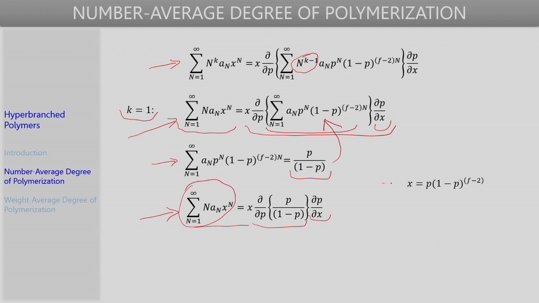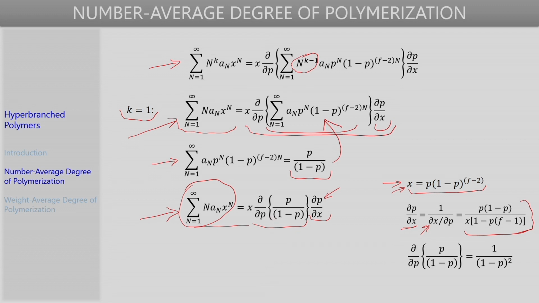So, x we have already defined in terms of p as this. Now, del p del x one can write as 1 over del x del p, and since x is a function of p of this form, del x del p can be evaluated through differentiation, and upon simplifying the expression obtained, finally we get this expression for del p del x. Similarly, differentiation of p over 1 minus p is an even simpler differentiation, and upon differentiation we will simply get 1 over (1 minus p) squared.